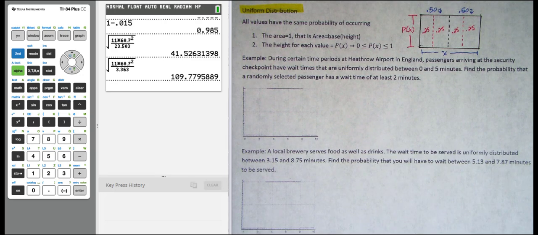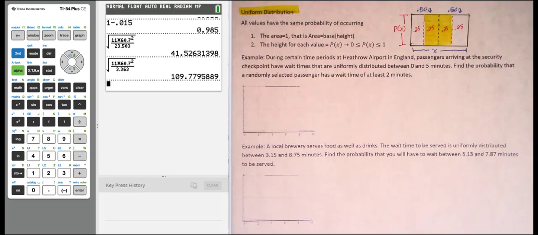We can then look at a problem and say that all values across this rectangle are uniformly distributed, and then ask ourselves, for example, what is the probability of this middle section? We can do this for any section of our uniformly distributed area and relate the area to the probability of that event occurring. Let's look at a few problems on uniform distribution and how this will apply.